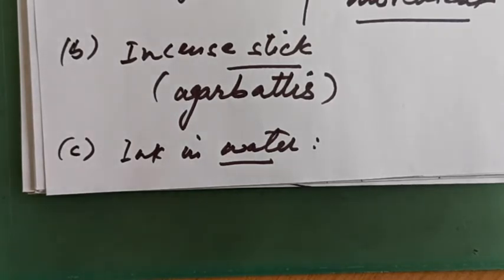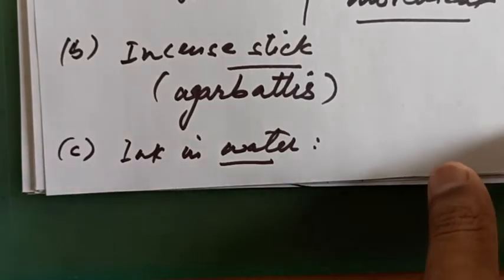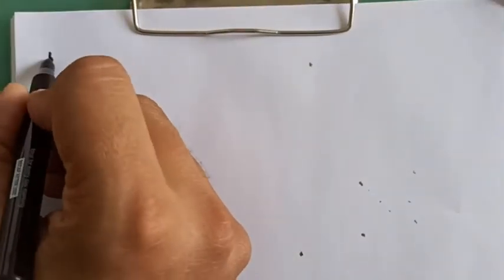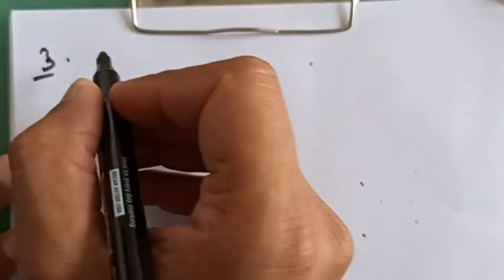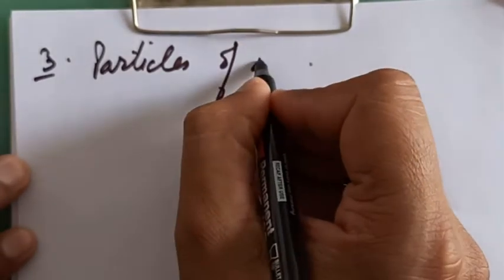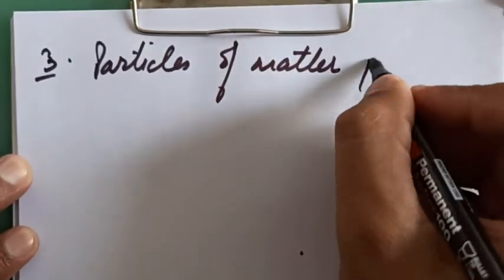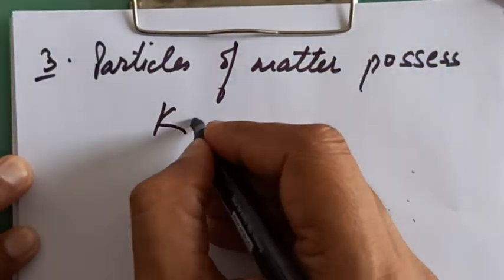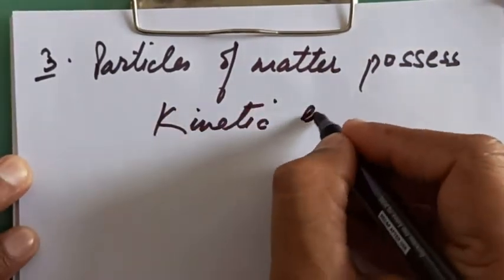The particles of matter are continuously moving. It is easier to understand this character with the help of these examples. Now moving on to the next topic. The third character is: the particles of matter possess kinetic energy.